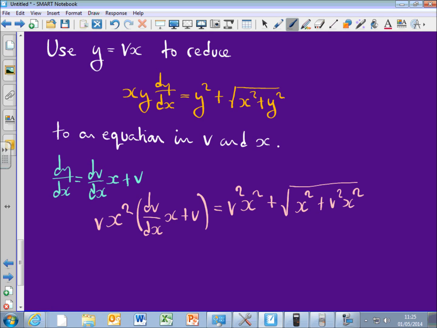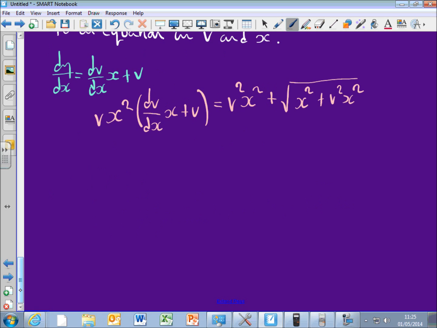This thing here looks to me like it is solvable by separation of variables, possibly. Now, what I'm going to do is multiply this out a little bit more over here. I've got vx squared dv dx plus v squared x cubed, sorry. No, it is squared. Oh, the other one should be cubed.